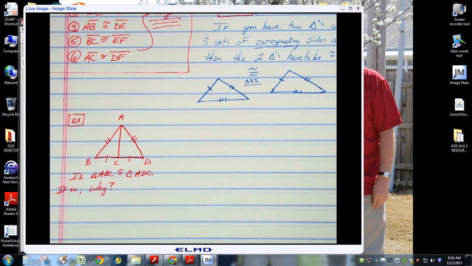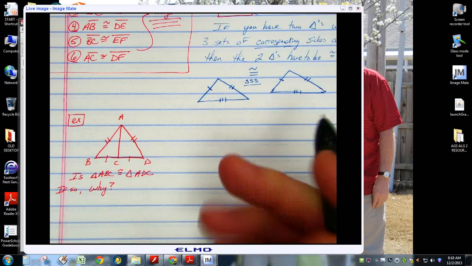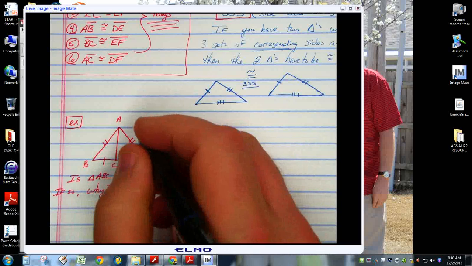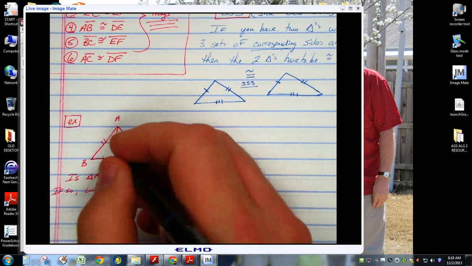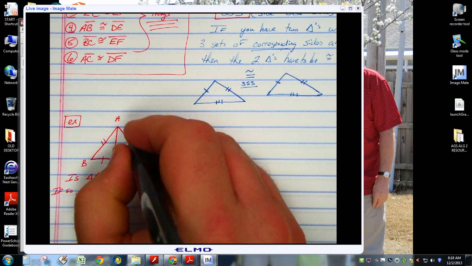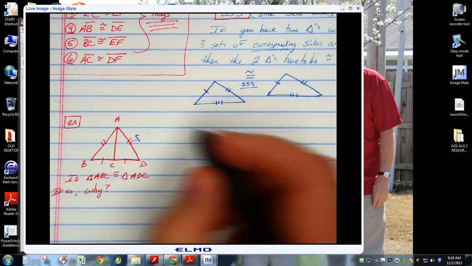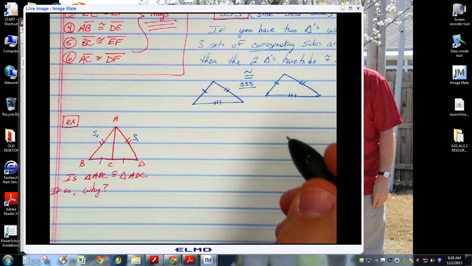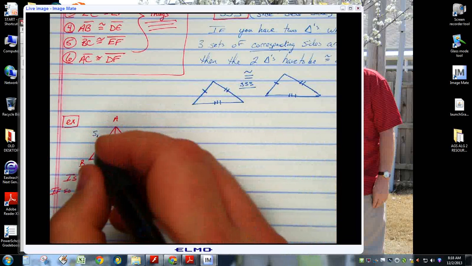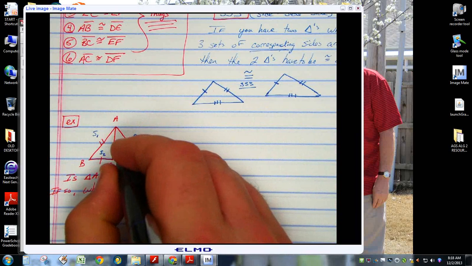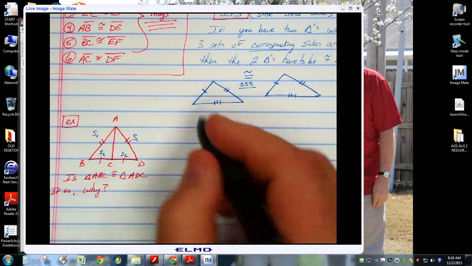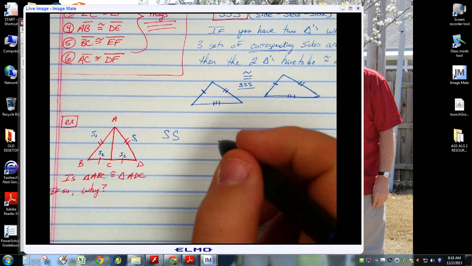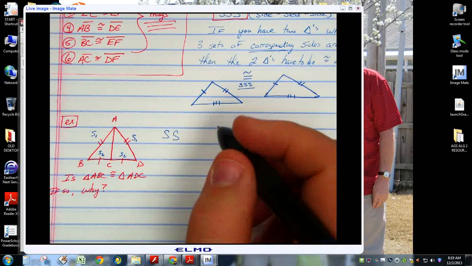Okay, looking at this. So far, all I've got is side, side, side, right? Well, I'm going to label them, how about we label them S1, S2, and S3? Okay? Is there one set of sides congruent? Those, that one and that one, isn't it? Mm-hmm. How about this one? So I have two sets of sides congruent. So I've got the S and I've got the S. Do I have a third S? I don't have one labeled.